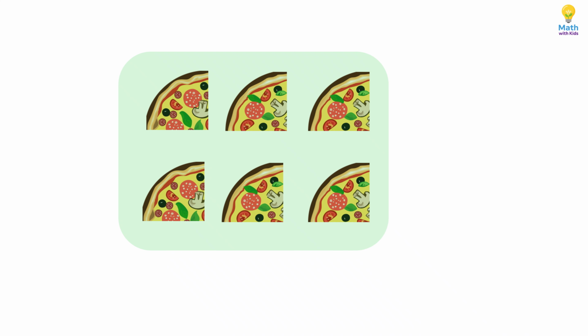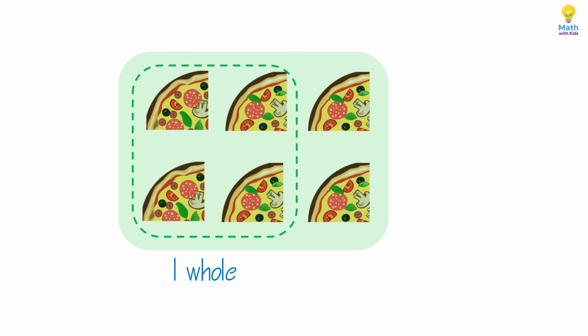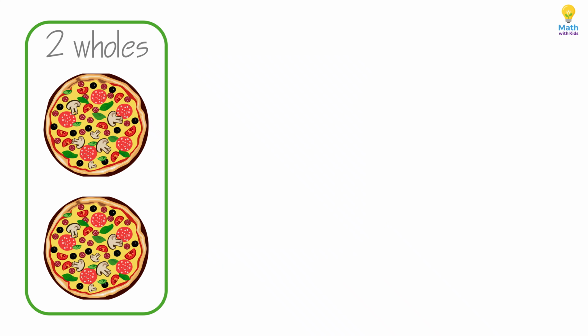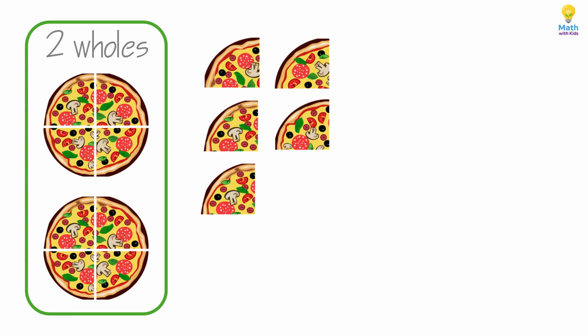Let's look at an example. If we have 6 slices of 1/4 pizza, that's more than 1 whole pizza. How do we express that using fractions? Suppose we have 2 pizzas cut into quarters, and we take 5 slices. That's 5 pieces of 1/4, which is more than 1 whole.